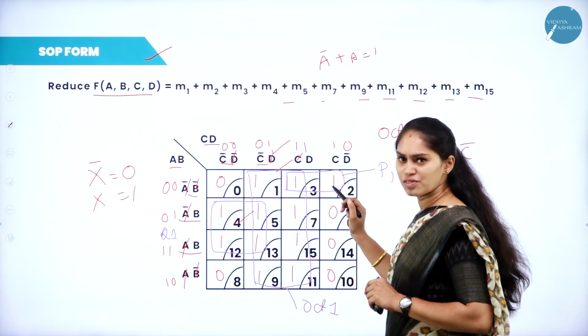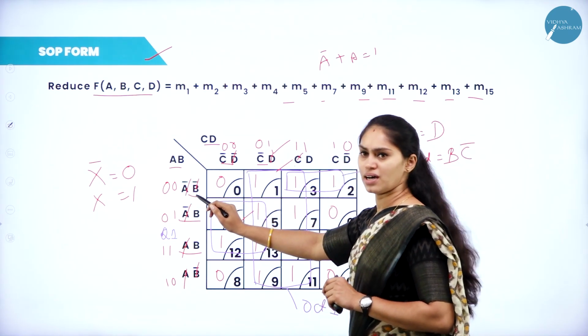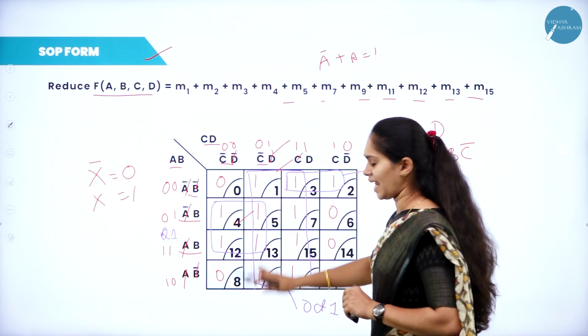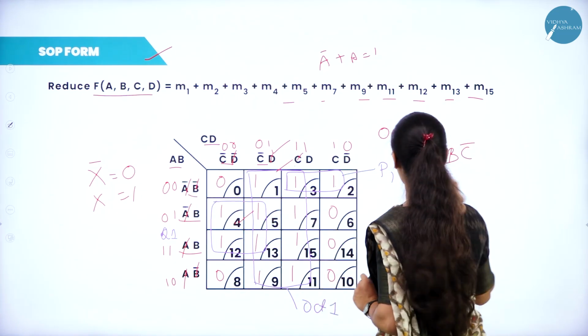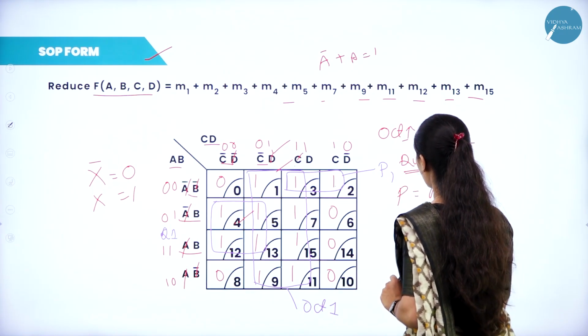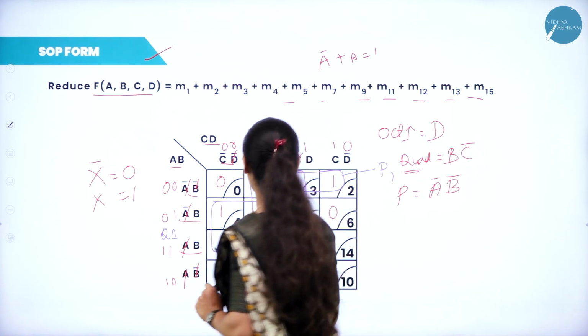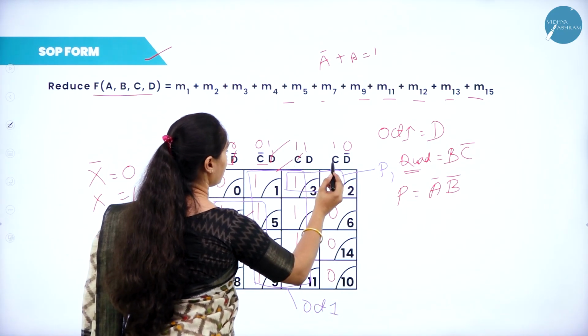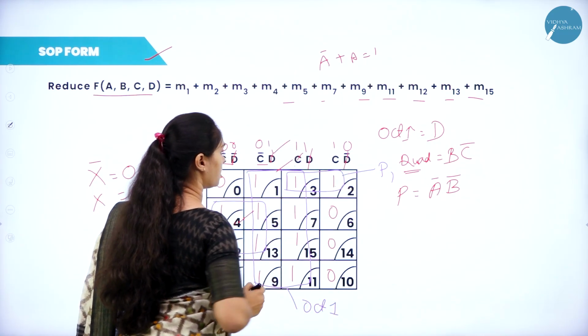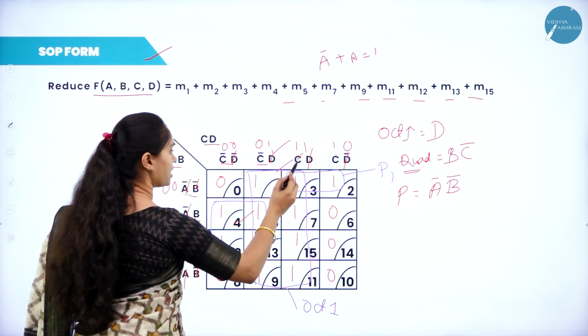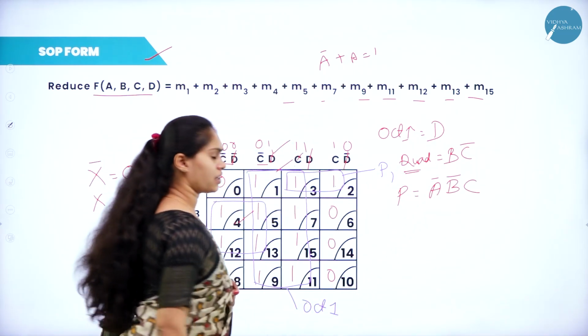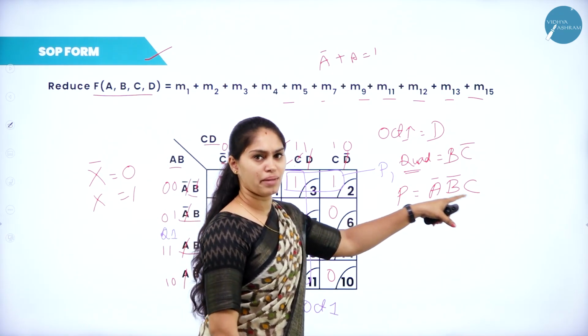What is the row value for this designation? That is A bar B bar, right? Then no need to take any other rows. So these 2 will be considered as a common for row. Let me write A bar B bar. Then if I consider the column here, what is that? C D bar. D cancelled with D bar. After that we have only C, right? So I am going to get A bar B bar C.